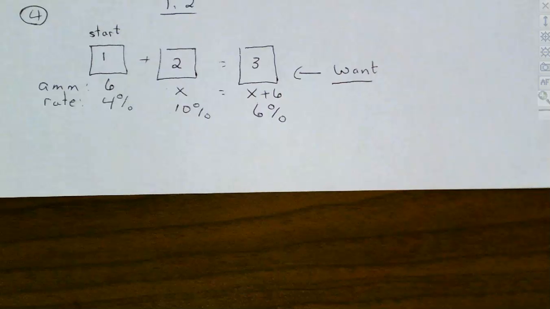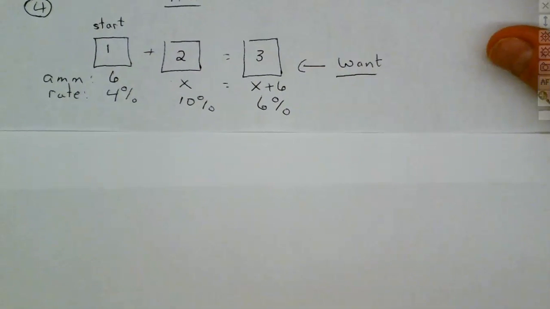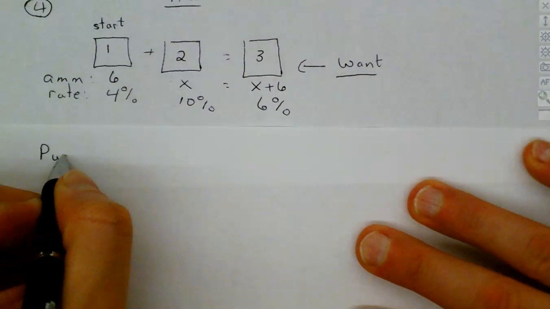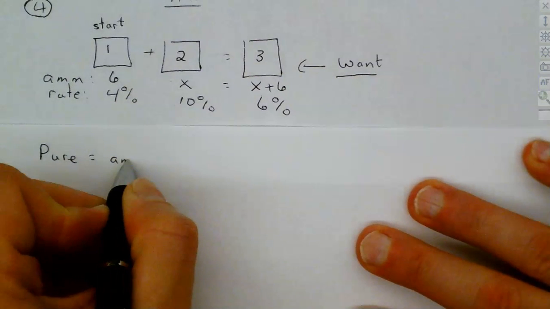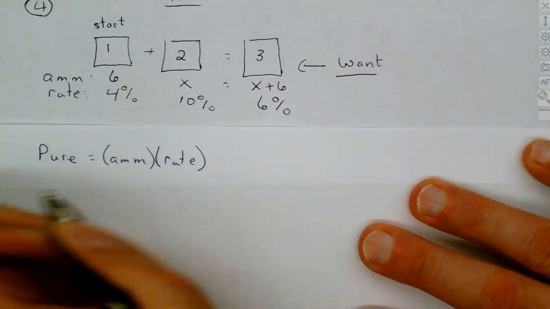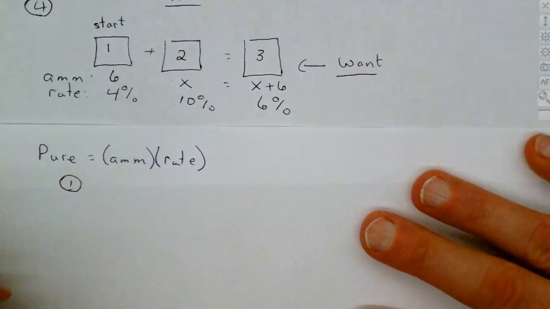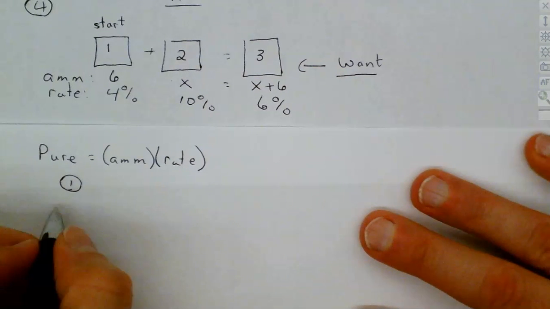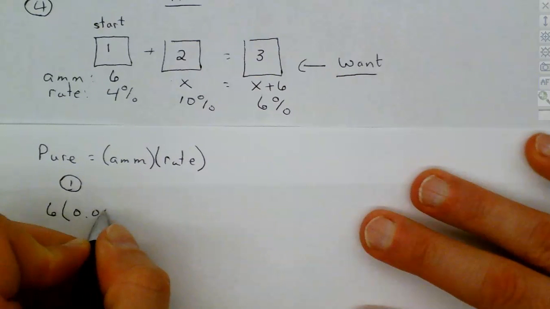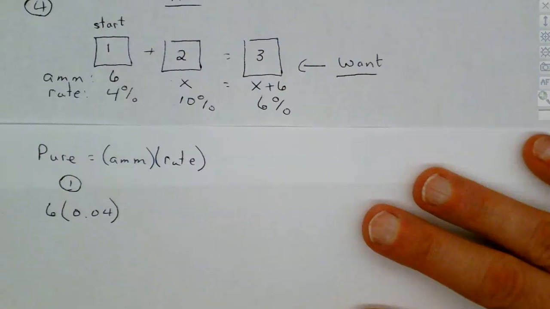So once we have that, we can now build our equation. And we build our equation based on the pure. And the pure is the amount times the percentage rate. On our first one, amount times rate, that's 6 for the amount, and the percentage rate as a decimal. Be careful with the decimal. That's going to be 0.04.